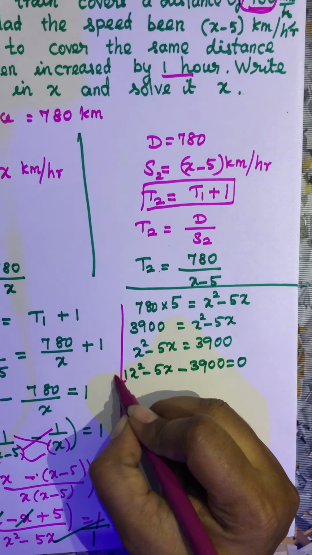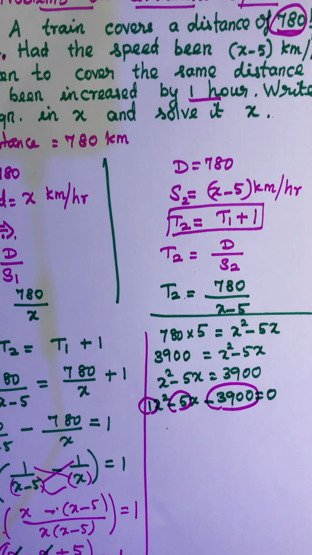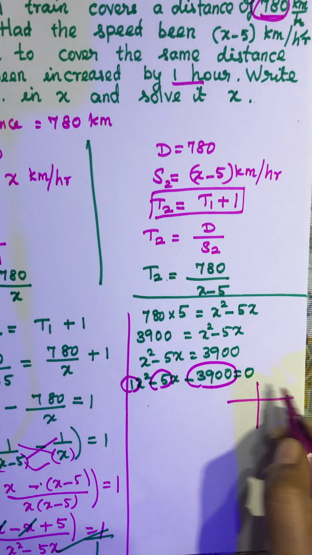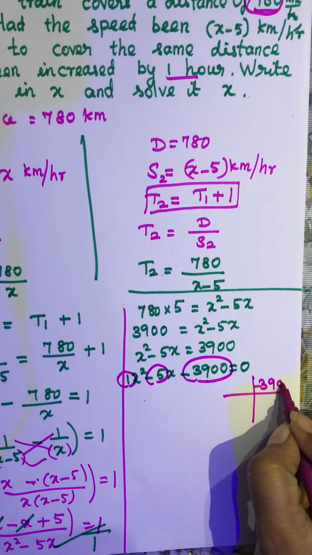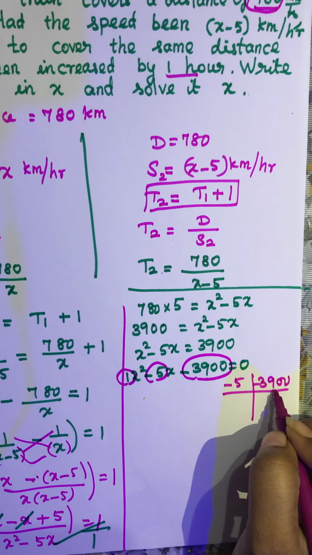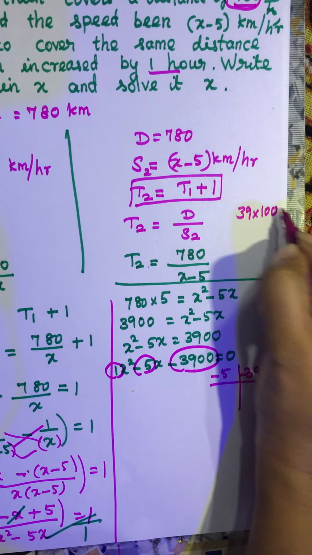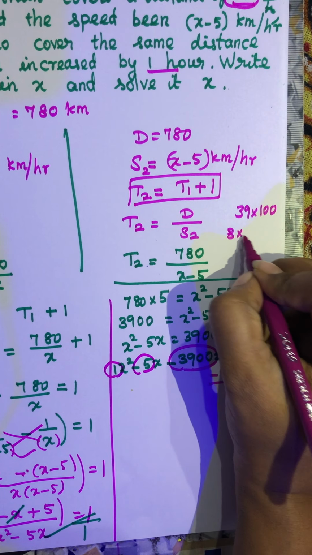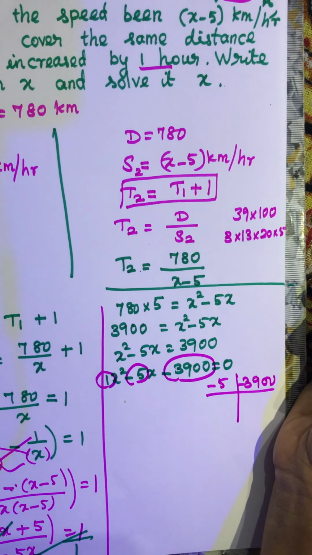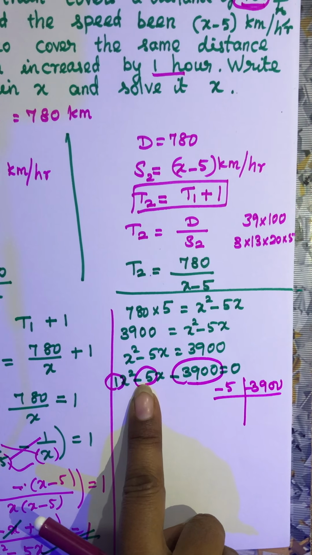See, this is a quadratic equation. You can solve by the formula method, or you can use the simplification method. I am going with the simplification method. See, 1 into 3900, that is minus 3900, and the middle term is minus 5. Okay students, 3900 can be 39 into 100. So 39 can be written as 13 into 3, and 20 into 5. You have to get 5 when you subtract.